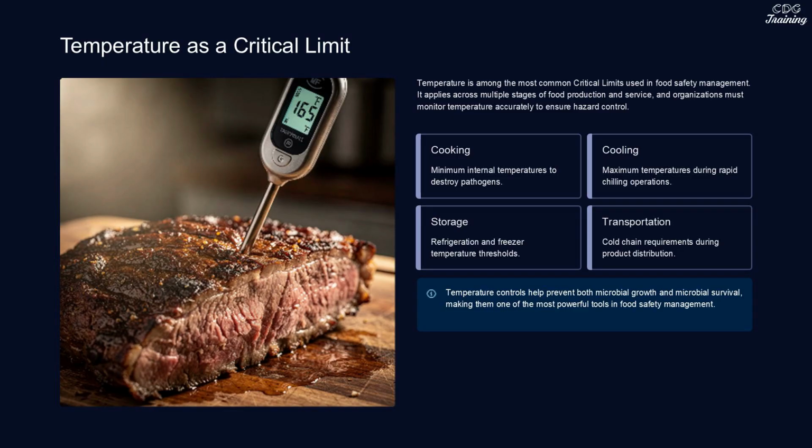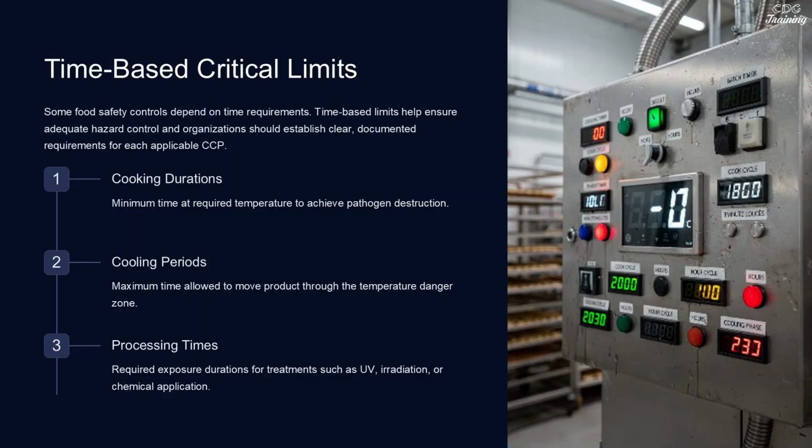Temperature is among the most common critical limits used in food safety management. It applies across multiple steps in food production and service, and organizations must monitor temperature accurately to ensure hazard control. Some food safety controls depend on time requirements. Time-based limits help ensure adequate hazard control, and organizations should establish clear, documented requirements for each applicable CCP.